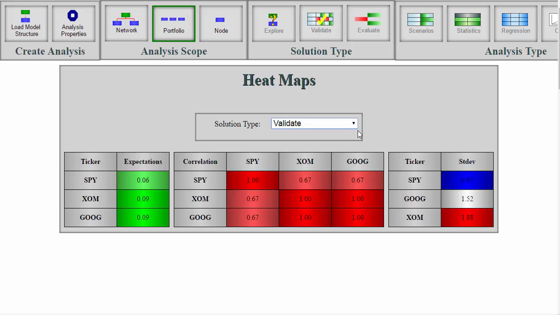The heat maps can help you determine what the optimal solution will be. If the risk of one holding is larger than the other, then the optimizer will tend to choose the less risky holding when attempting to minimize the risk of the portfolio. In this case, the optimizer should slightly favor Google in the optimal portfolio.